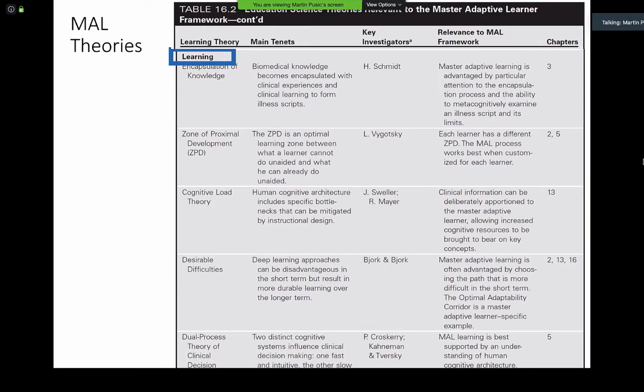We have ideas around learning, and so the desirable difficulties framework by Bjork and Bjork, about the fourth one down there, is the one that we discussed in one of the sessions. But there are all these other ideas around learning and how we situate learning that are very, very helpful in terms of deciding how to make it more effective.